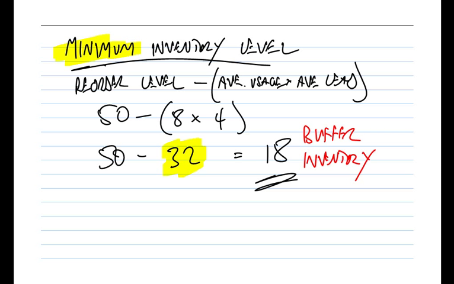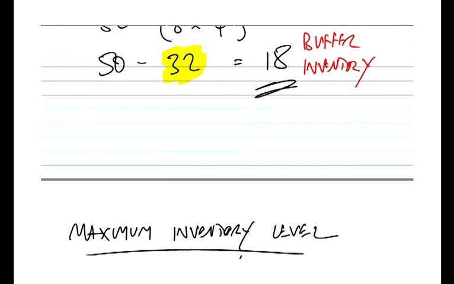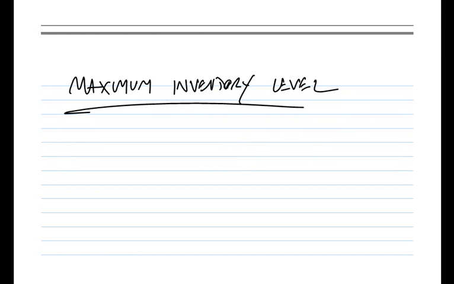But the trick with working at the minimum inventory levels is we use the average figures, the average usage and the average lead time, because they're more likely to occur. But actually, we may not even sell 8 per day, and the supply may not even take 4 days to arrive.